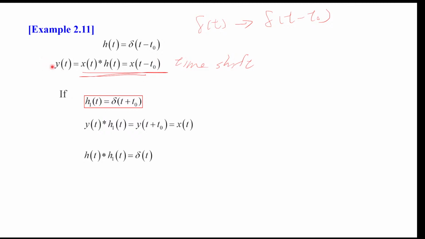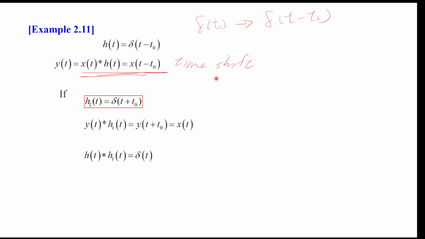Because this system is LTI, first you need to prove that it is LTI, which is not too hard. Once it is LTI, you just calculate this h of t, the response to delta of t, and that should be delta of t minus t0. So we see that delta of t minus t0 is the response to this time shift system.